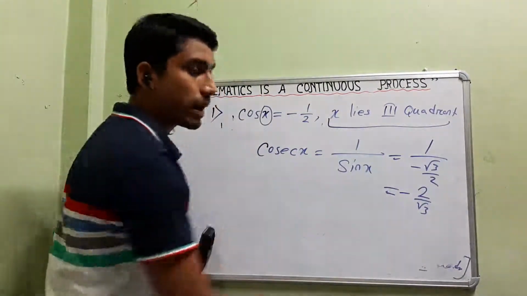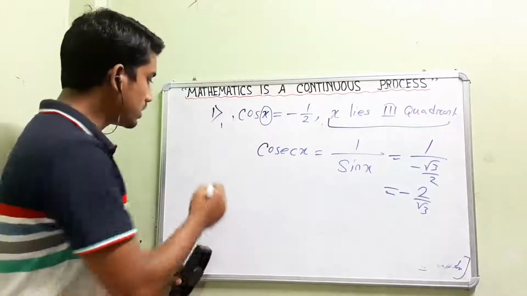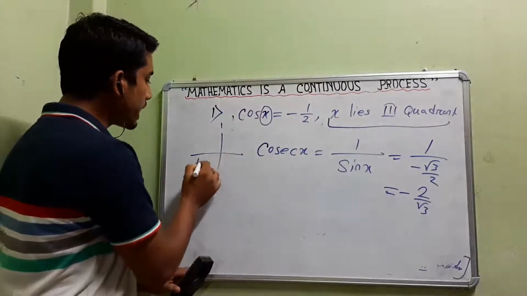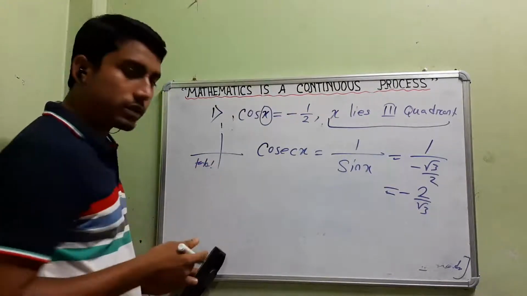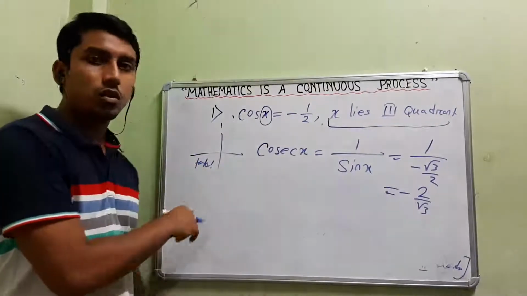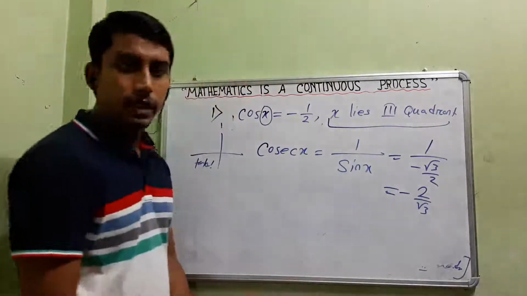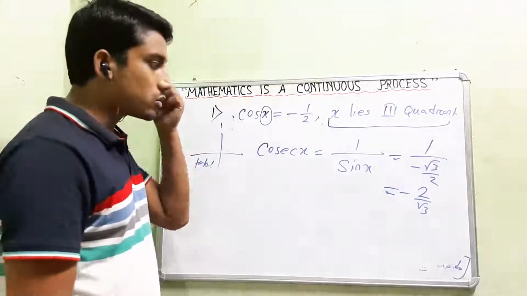Why did it come minus? Because cosec x is also negative in the third quadrant, because the third quadrant is the house of tan and cot. So all other trigonometric functions other than tan and cot will be negative in the third quadrant. That's why cosec x is also coming negative.